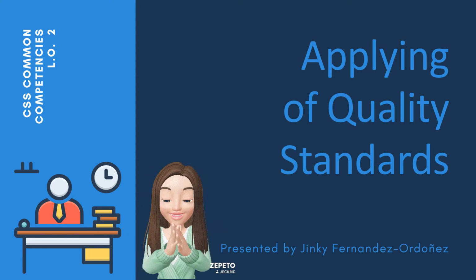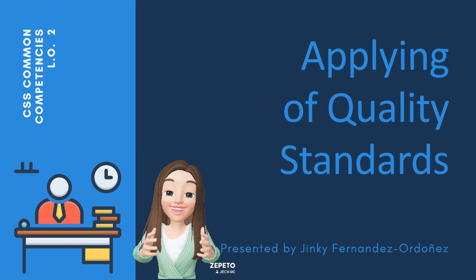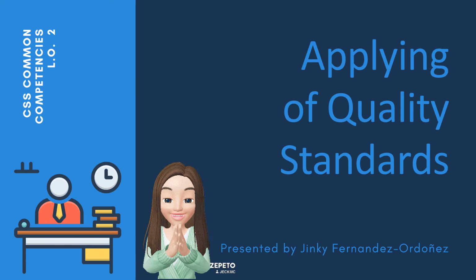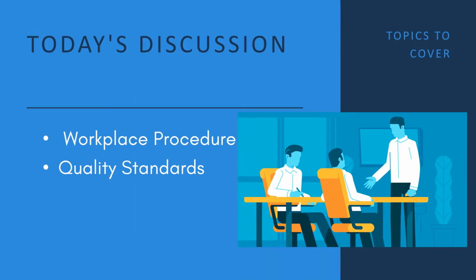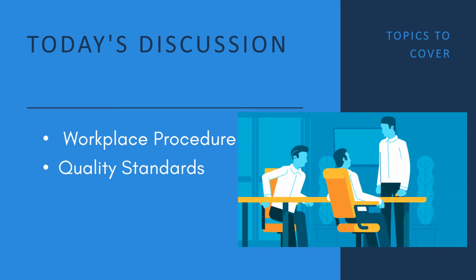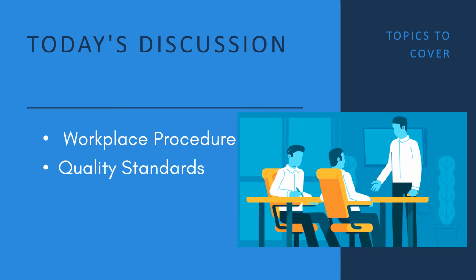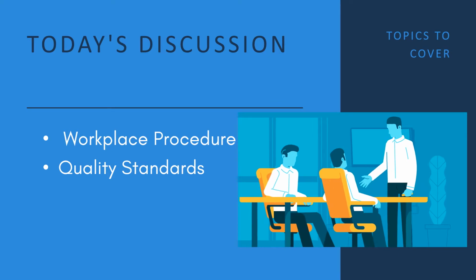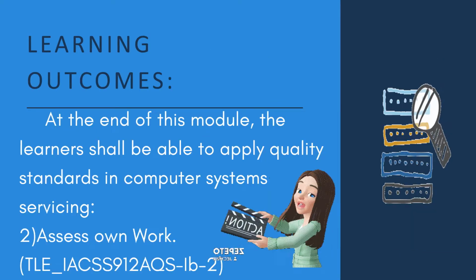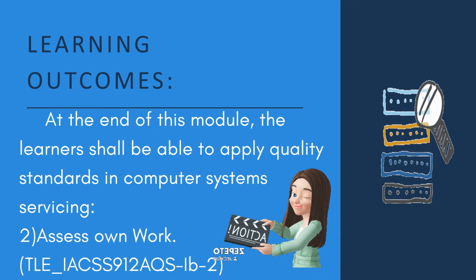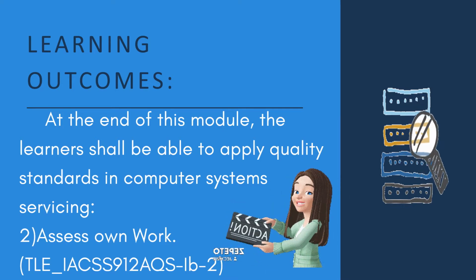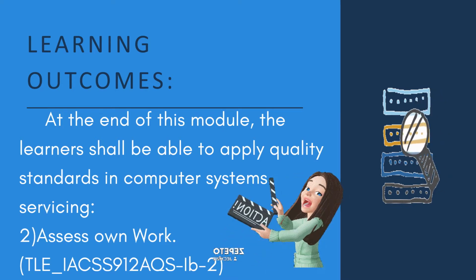Today, we are going to learn the second learning outcome in applying quality standards, common competency. Today's discussion is all about workplace procedure and quality standards. But before we start, let us know the learning objectives that are set for you to learn as you go along the presentation. At the end of this module, the learner shall be able to apply quality standards in computer system servicing, especially assess own work.